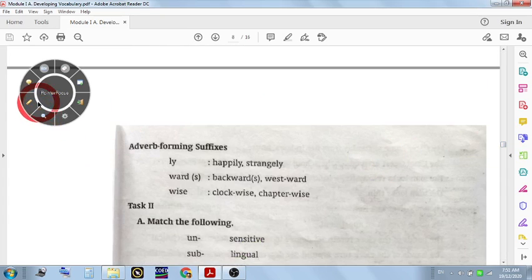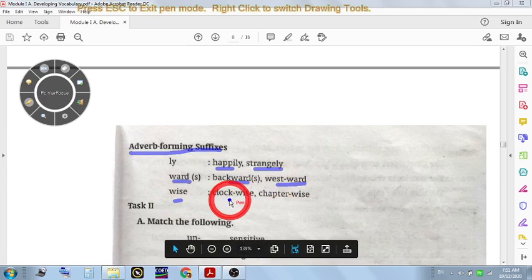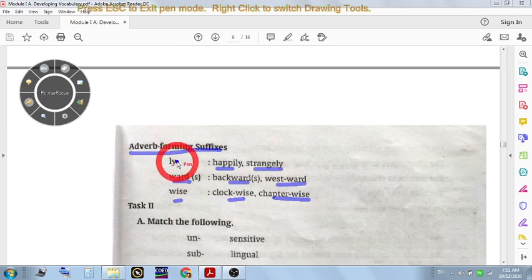While reading English, you will come across a number of suffixes and prefixes. Here are certain examples of adverb forming suffixes. For example, happy, you attach ly to it, it becomes happily, strangely. So the words backwards or westwards, wise, clockwise and chapter wise. So these are examples of adverb forming suffixes. I hope you have understood this part.